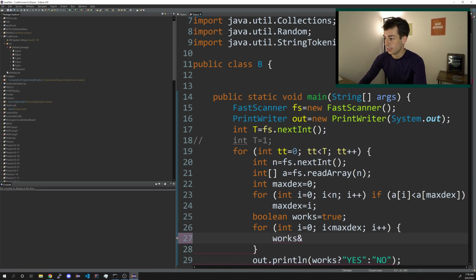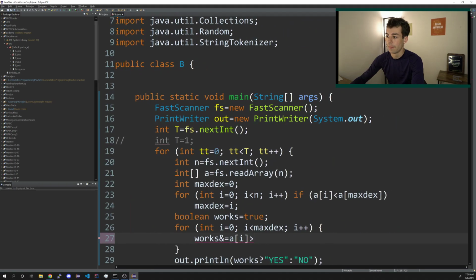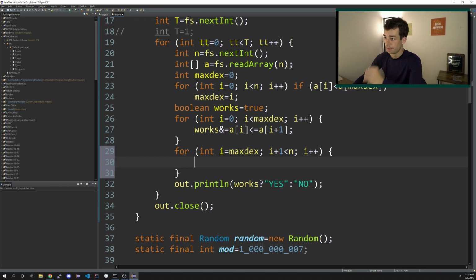And then works and equals A at I is greater than max dex, or rather, greater than A at I plus 1. For I equals max dex, I plus 1 less than n, I plus plus, works and equals A at I is greater than or equal to A at I plus 1.